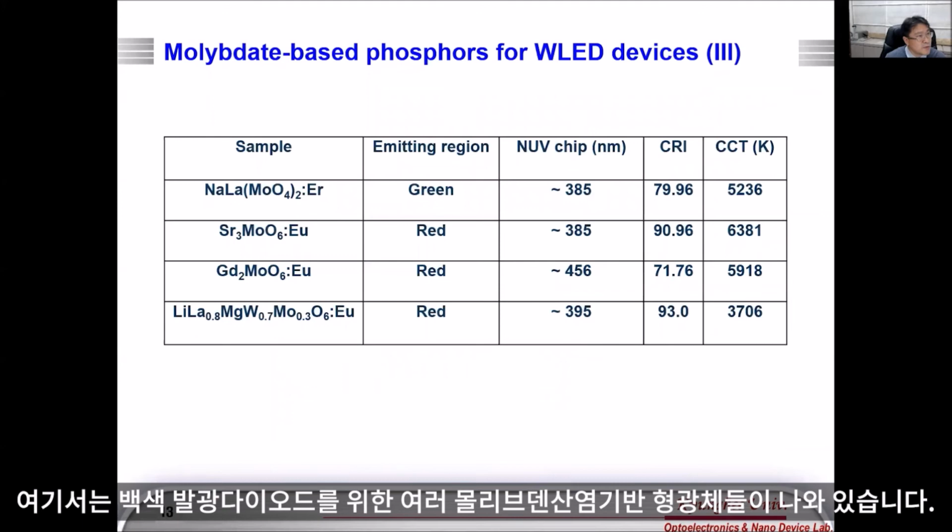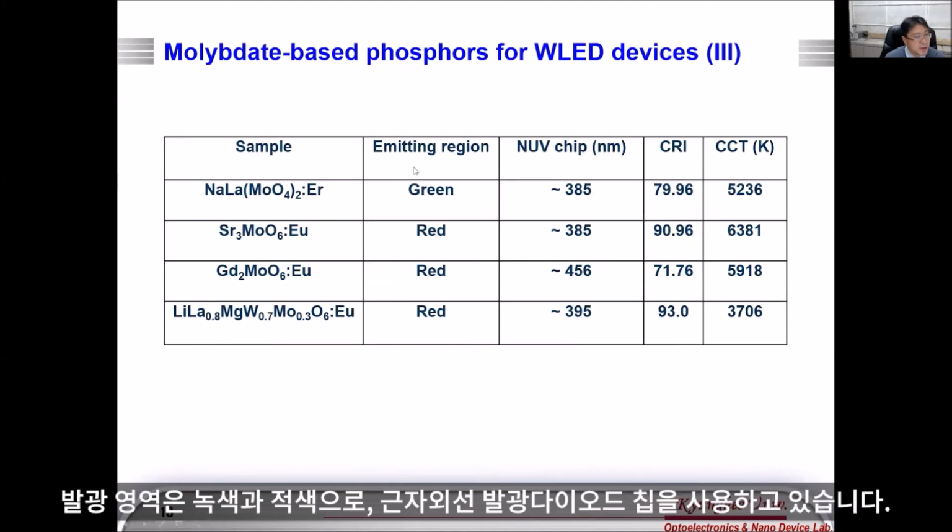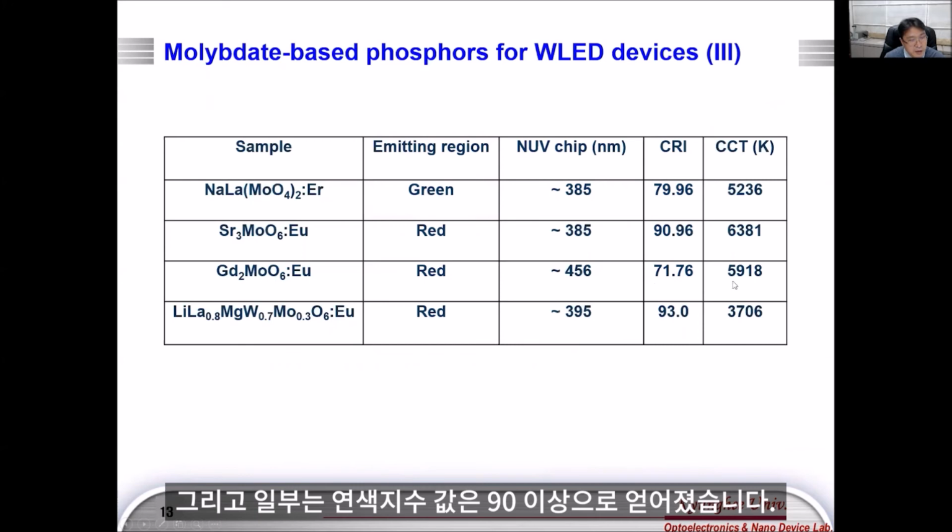This one shows another molybdate-based phosphor for the white LED device. The emitting regions are green and red, using the near UV chip. Then the CRI value is obtained above 90.